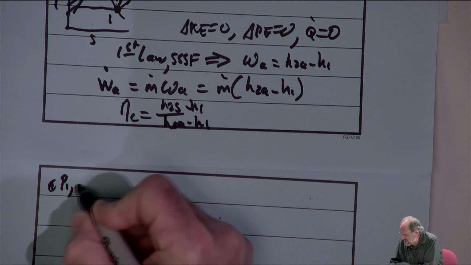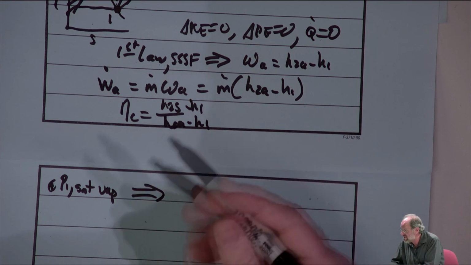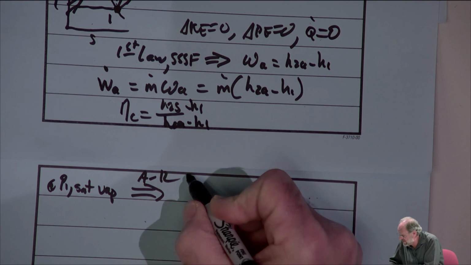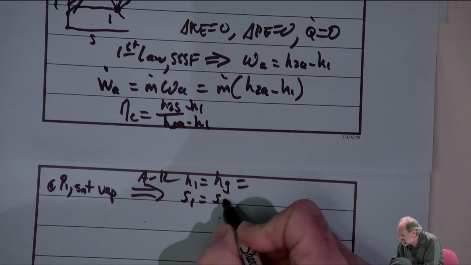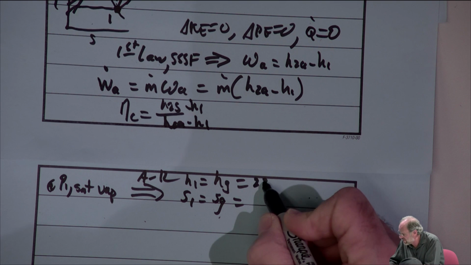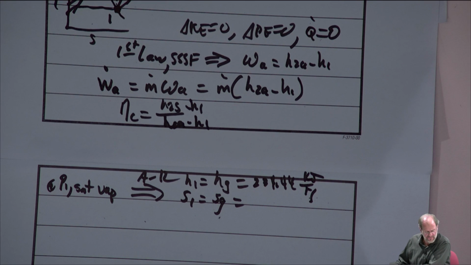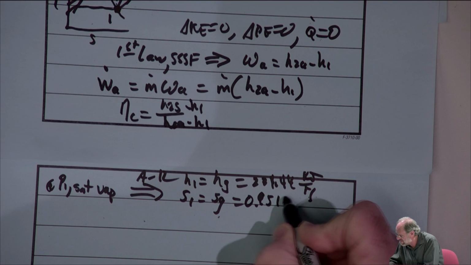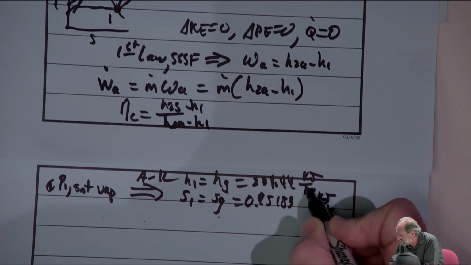So at P1, saturated vapor, it's the refrigerant, it's the pressure tables, it's the SI units, so table A12. And we need H1, which is going to equal Hg. We also need S1, which is equal to Sg. So H1 is 234.44 kilojoules per kilogram. S1 is 0.95183 kilojoules per kilogram per Kelvin.